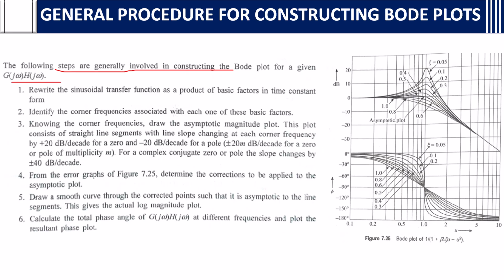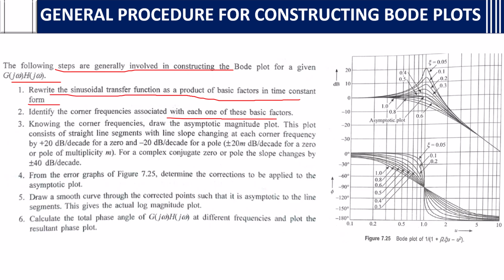First, what we should do: rewrite the sinusoidal transfer function as a product of basic factors of time constant form, nothing but in the form of j omega. Then identify the corner frequencies associated with each one of these basic factors. Like we have done for the basic factors, in the same way we will find the corner frequencies based on the magnitude formula.